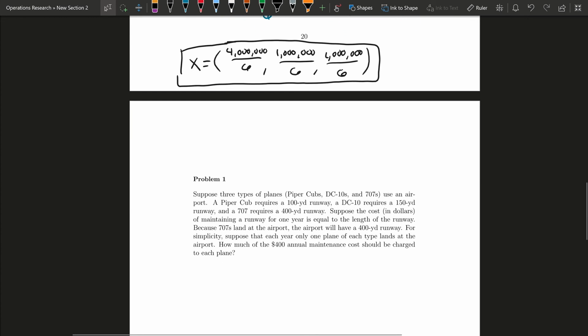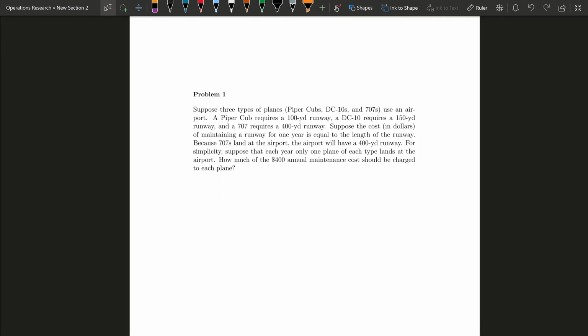So moving forward here, we do have the problem. Suppose there are 3 types of planes: Piper Cubs, DC-10s, and 707s, using an airport. A Piper Cub requires a 100-yard runway, a DC-10 requires a 150-yard runway, and a 707 requires a 400-yard runway. Suppose the cost in dollars of maintaining a runway for 1 year is equal to the length of the runway. Because 707s land at the airport, it will have a 400-yard runway. For simplicity, suppose that each year only 1 plane of each type lands at the airport. How much of the $400 annual maintenance cost should be charged to each plane?